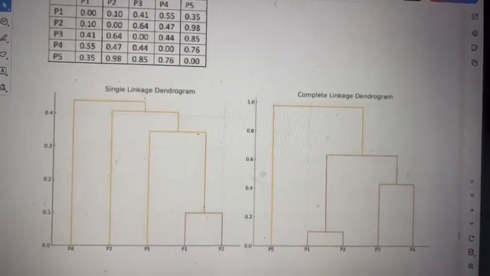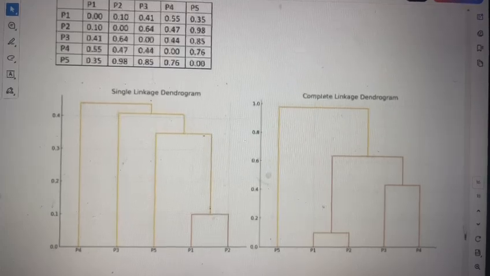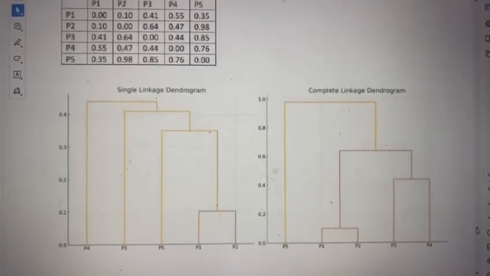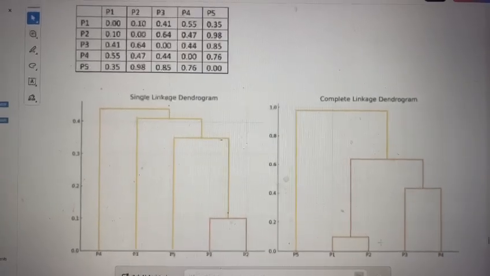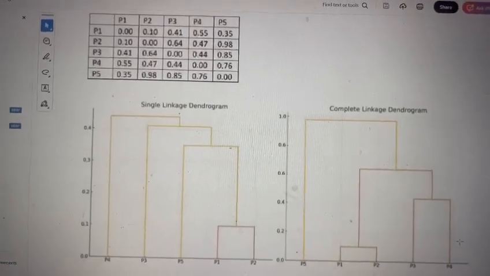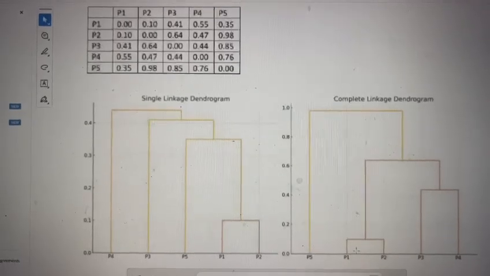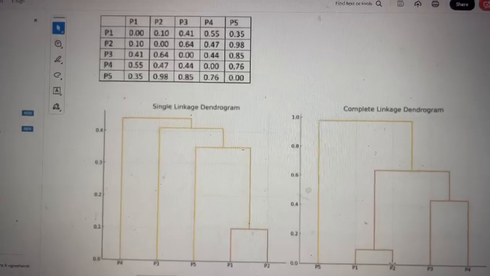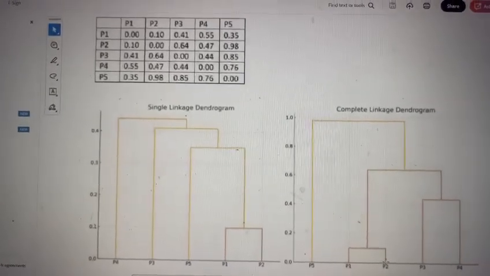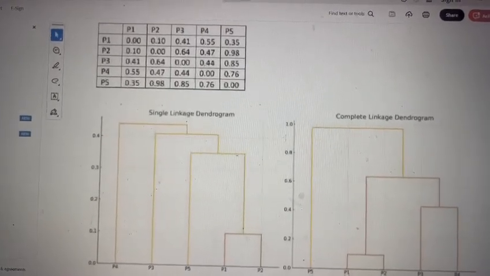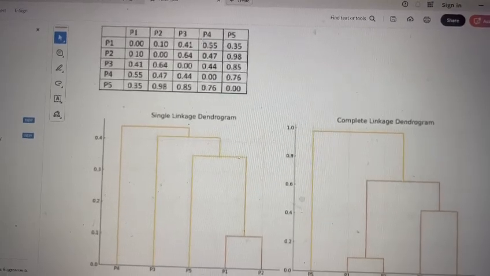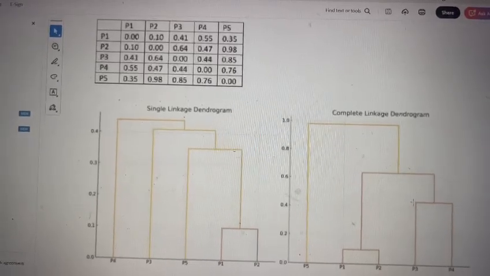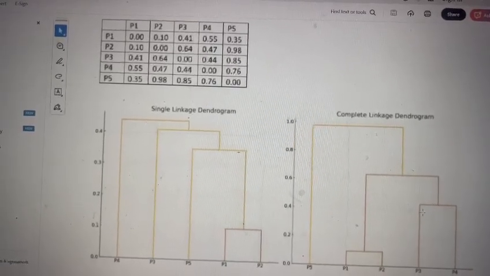So next is the complete linkage dendrogram. Basically the idea is we will be taking the farthest point, okay? Initially we have drawn a link between P1 and P2, and next we have selected the point based on the farthest distance. So when you see P1 and P2, it has a distance of 0.1, so we have drawn that. Next we have got P3 and P4. Look at the distance between P3 and P4, it is 0.44, right? So we have drawn a link for 0.44 and linked them.